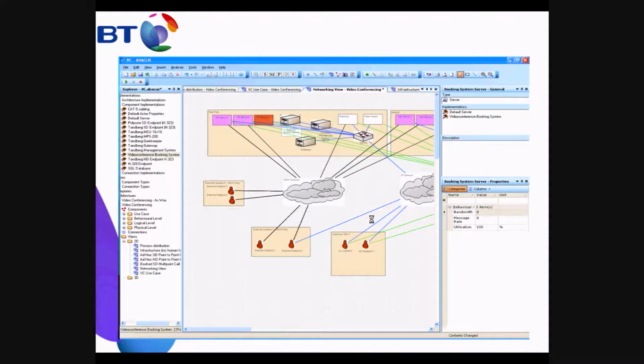Now we're looking at the actual infrastructure without the call flow mapping. It's the same sort of view, and we can see the connectivity between the different components. Also, if you look to the right, you can see the type of component that we've selected. We're looking at a server, and it has implementations for that particular component, and we can set the properties down in the bottom right of what can actually occur within this server.